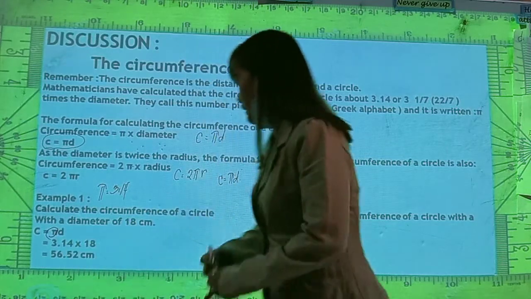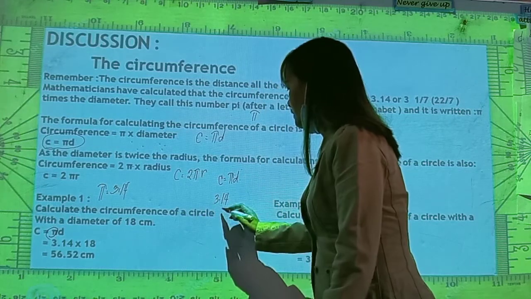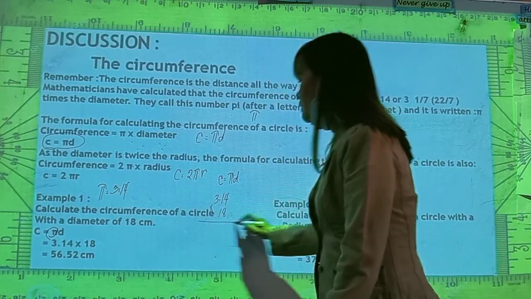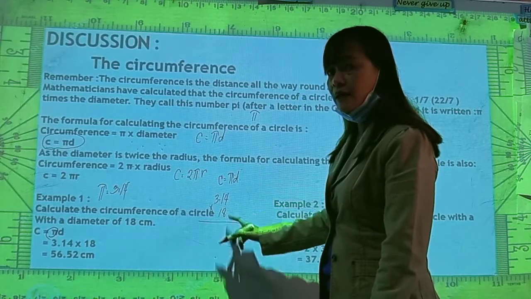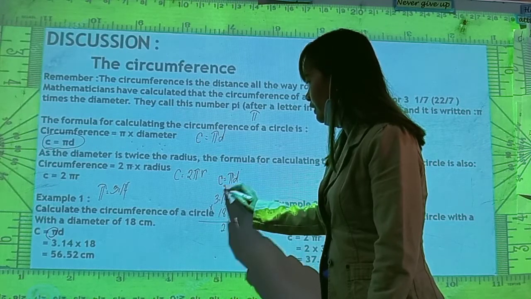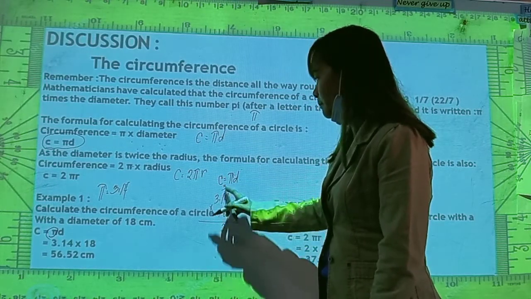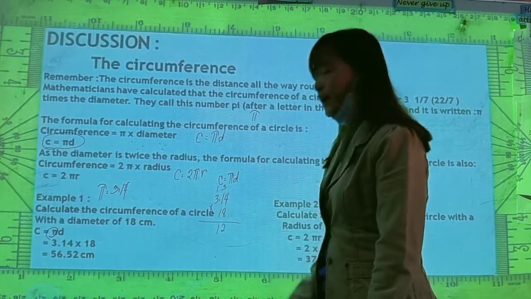Simply multiply. So we have 3.14 times the diameter, which is 18. 4 times 8 is equal to 32. 2, carry 3. Next, 1 times 8 is 8. 8 plus 3 is 11, carry 1.